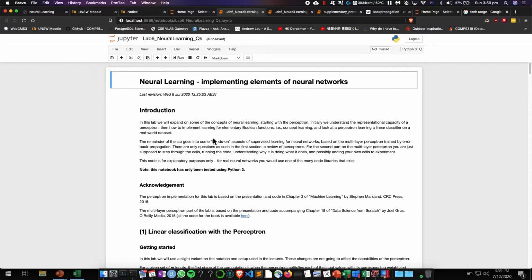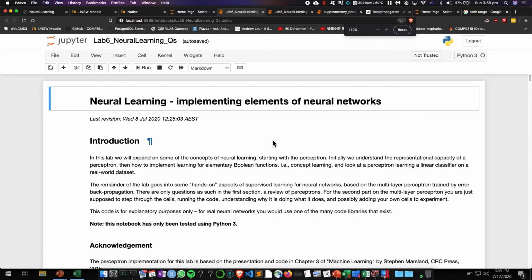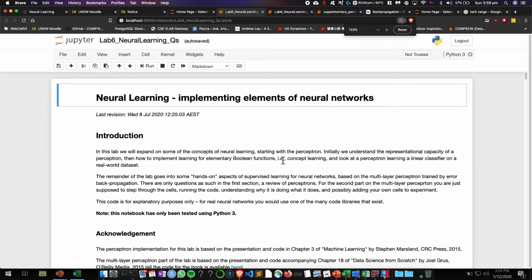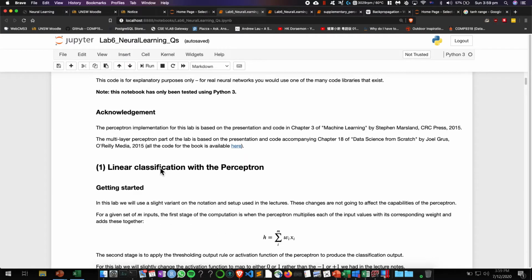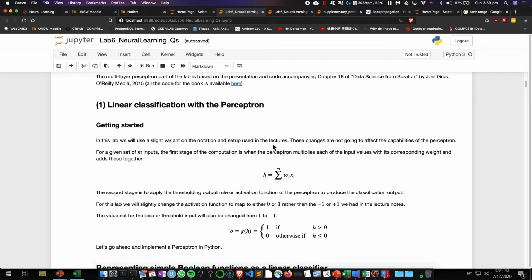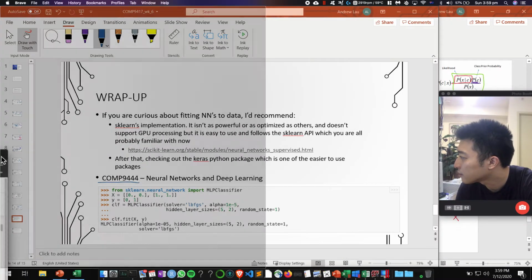So, let me just make this a bit bigger so we can all see. Okay, so what our starting point is, we're going to do a bit of linear classification with your perceptron. So, sorry, let me just make myself visible so you can see I'm here.